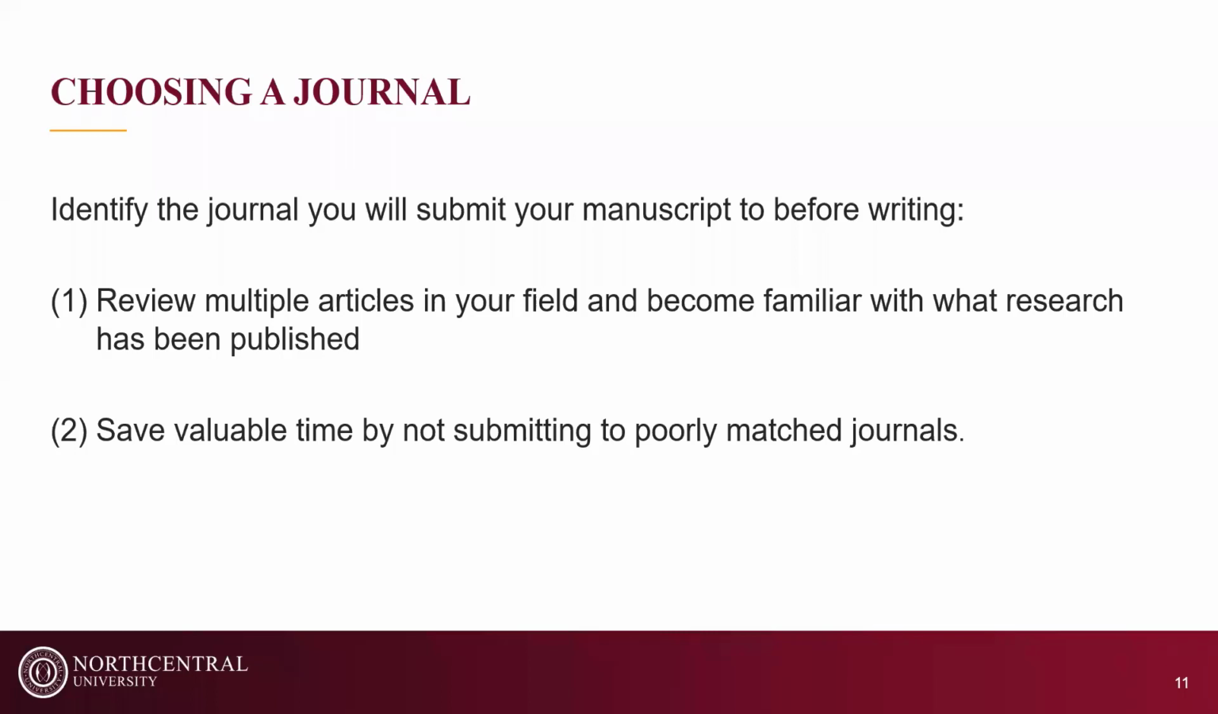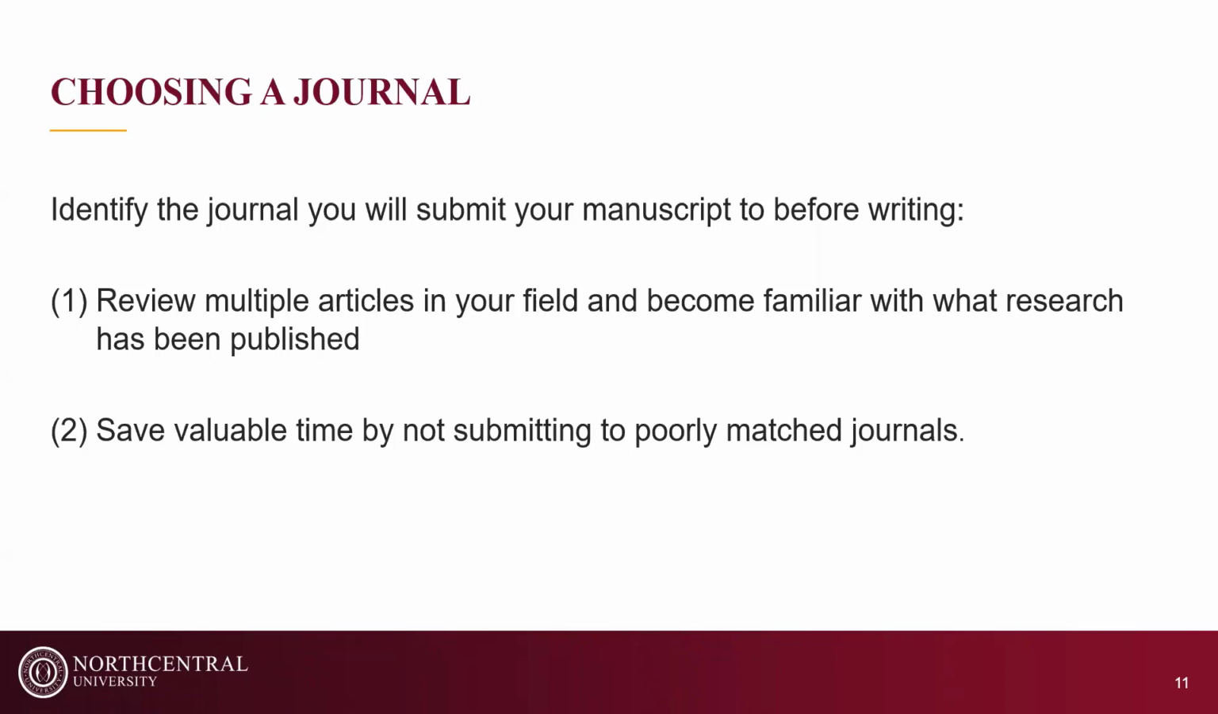The first is to review multiple articles in your field and become familiar with what research has already been published. So that would be a general search process. What publications are there in my field that I can access right now? And try and access the most current ones, because you can go back many, many years, and it's wonderful to have historical data, but try and see what's current, what's been published in my field or around my topic in the last 1 to 3 years. And doing this will also save you valuable time by not submitting to poorly matched journals. So this is the very first stage.